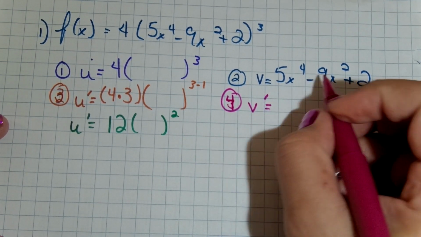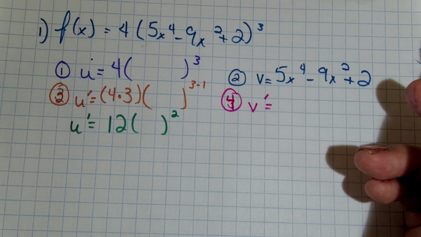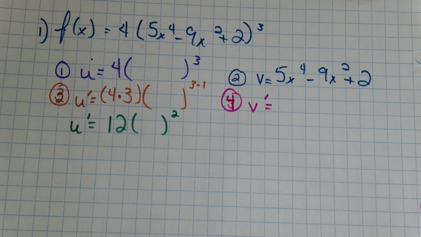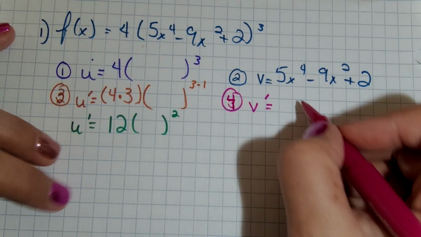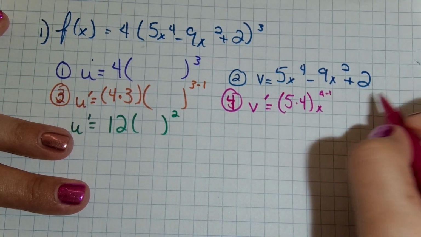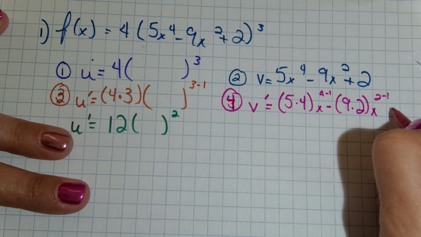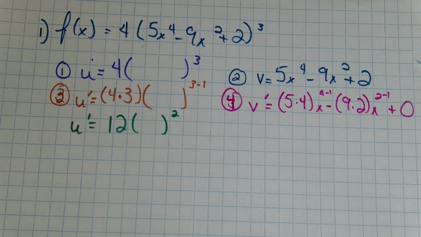So again, all we're doing right now, this is all level 2. Level 2 is not going to have square roots. Level 2 is not going to have negative exponents. It's all going to be straight up power rule. You don't have to use any other rules. So 5 times 4, x to the 4 minus 1, minus 9 times 2, x to the 2 minus 1, plus 0. Any questions on where I'm getting those numbers from? Steven.